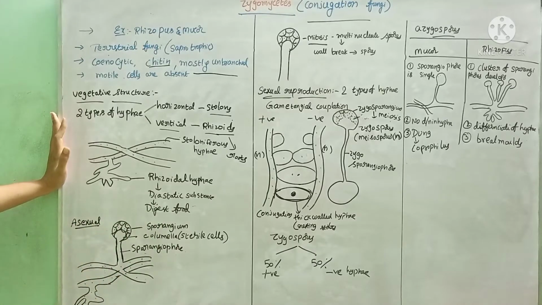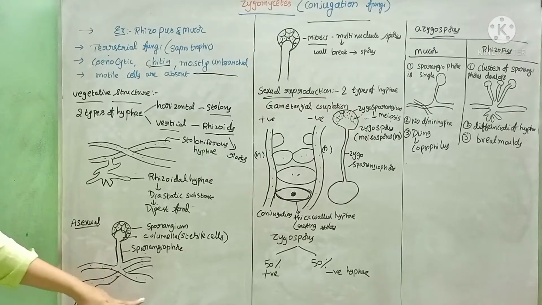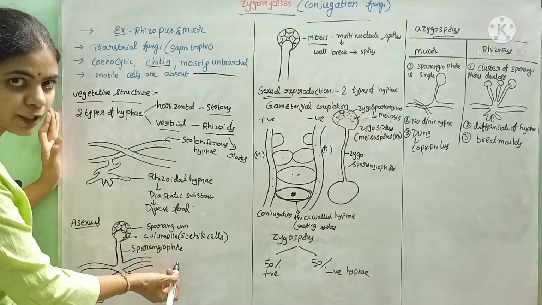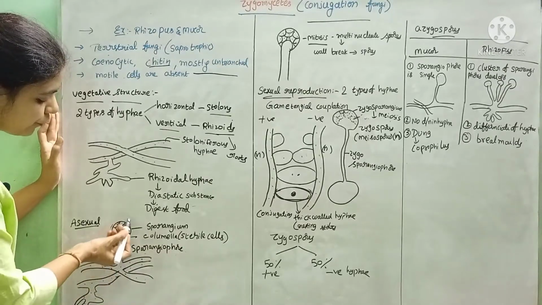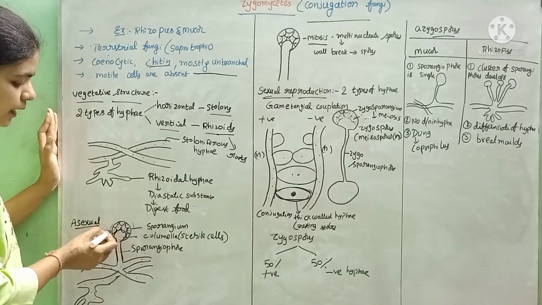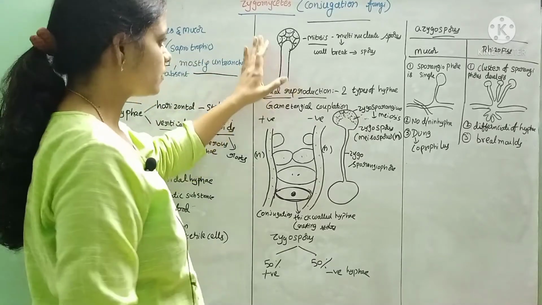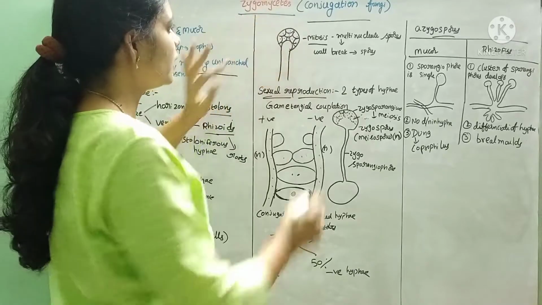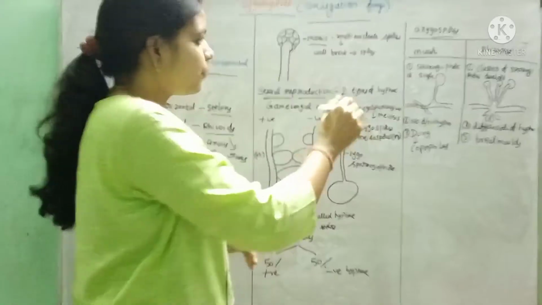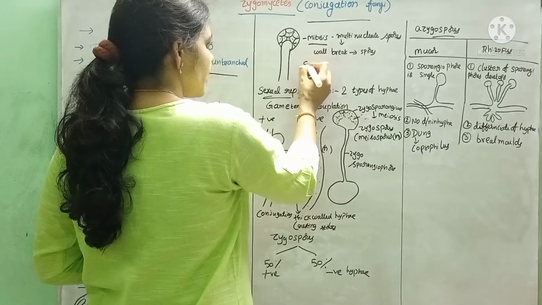If you see the asexual reproduction, from the hyphae, from the stolons, an erect tube-like structure develops, which is called the sporangiophore. At the end of the sporangiophore, a round bulged structure is seen, which is called the sporangium. Inside the sporangium, sporangiospores develop. This is the sporangiophore and sporangium. In this sporangium, mitosis takes place, and multinucleated mitospores are released, which are called sporangiospores.